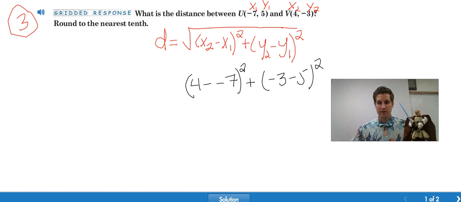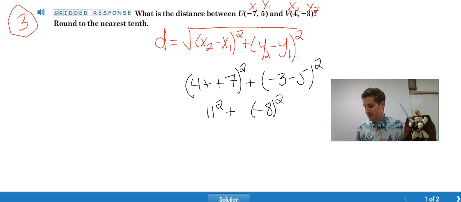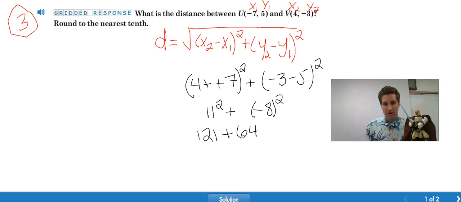And we are going to have to use a calculator because it's asking us to round to the nearest tenth. So don't make mistakes on adding or subtracting here. Two negatives make a positive: 4 plus 7 is 11 squared. Then negative 3 minus 5 gives negative 8 squared. Since I'm squaring the negative, it becomes positive. So 11 squared, I know these, is 121, plus 64. Then we add those two together and get 185, but we still have to take the square root of it.